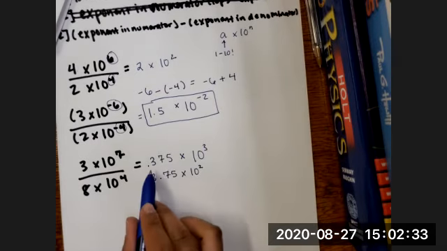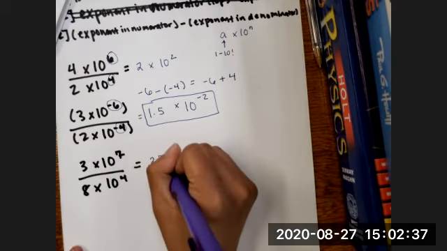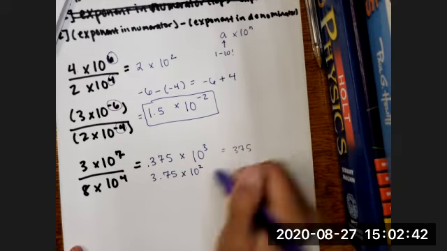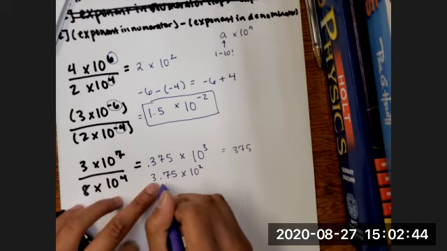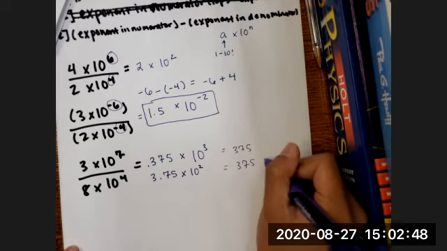This actually checks out. If we move the decimal place over 3, 1, 2, 3, you get 375. Here, I move the decimal place over 2, 1, 2, and this is also 375. So this checks out.